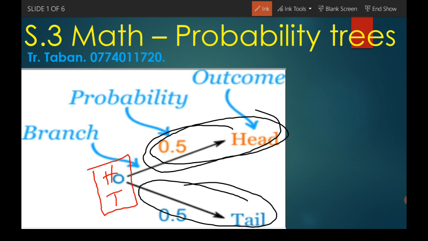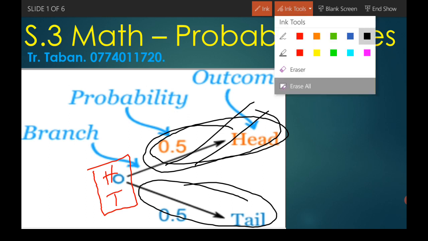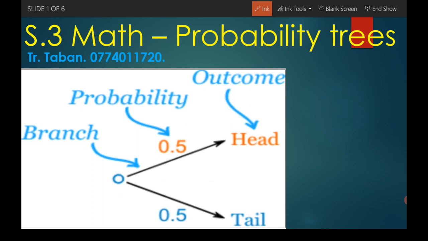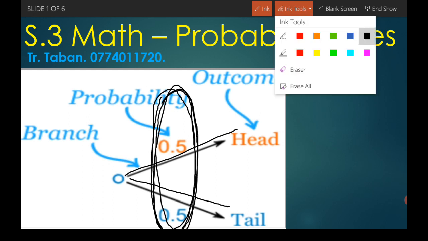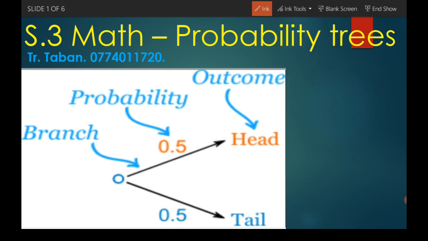We shall be calling these arrows our branches. And still connected to probability theory, we say that in case you have two branches, like in this case, this branch and this branch, when you add up the probabilities of those two outcomes, the sum should always be equal to 1. So that is what we call a probability tree diagram.